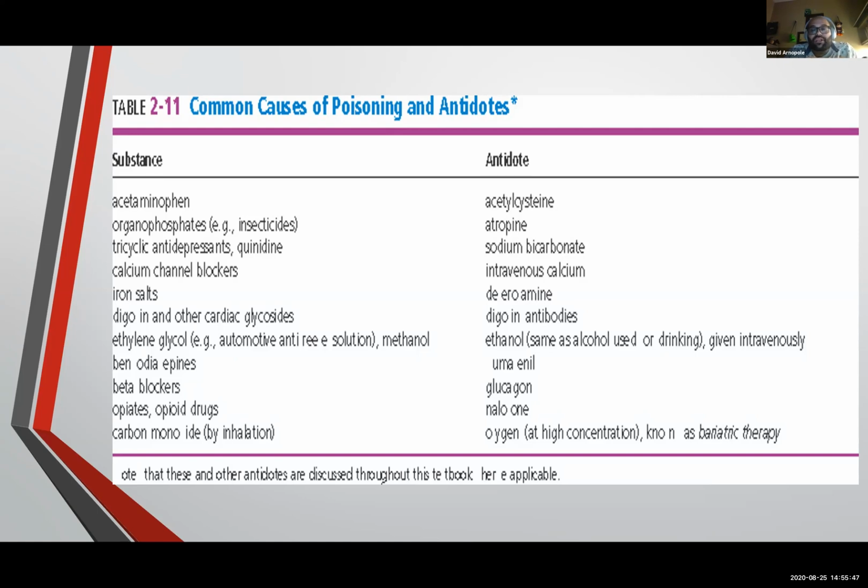Call poison control. We do it all the time in the ER. We're like, hey, we're in the ER, what do we do with this? Absolutely fine to do. Do not memorize this because it will change in a day. I'm just showing you that there are lots of different poison antidotes. There are a couple easy ones to remember, but call poison control with poisons.